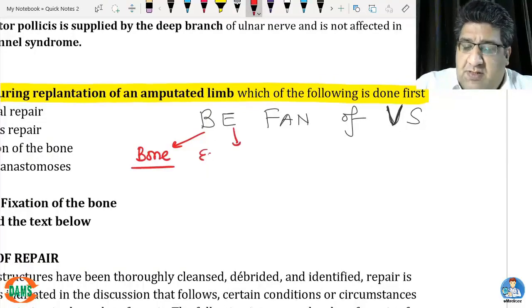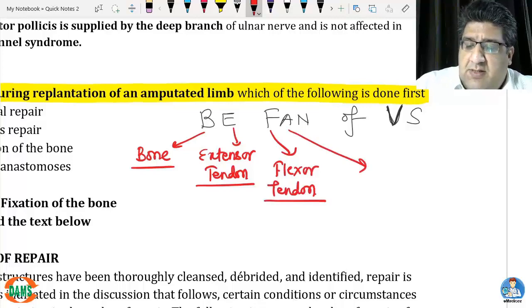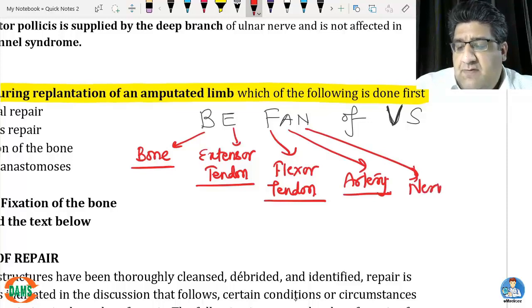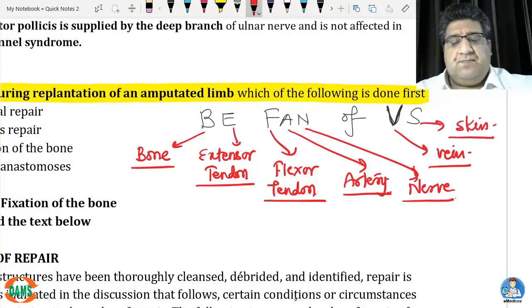After bone, the second thing always to be fixed is extensor tendon. The third thing always to be fixed is flexor tendon. The next thing is artery. The next thing is nerve. The next thing is vein. And the last thing always to be fixed is skin.